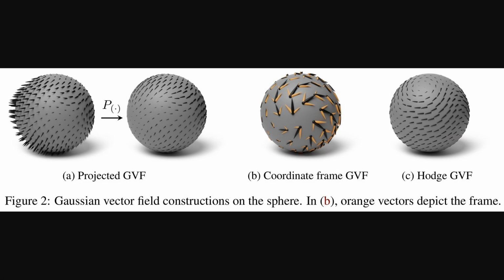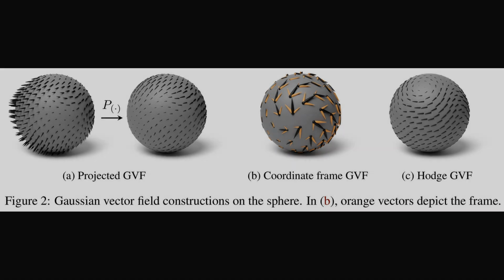Okay, so building on that idea of Gaussian vector fields, this figure shows different ways you can actually construct those GVFs on the manifold, specifically illustrated here on a sphere. We see options like projected GVFs, coordinate frame GVFs, and Hodge GVFs. These different constructions essentially define the types of displacement patterns the model can learn at each layer. The Hodge GVF, shown in C, turns out to be particularly effective.